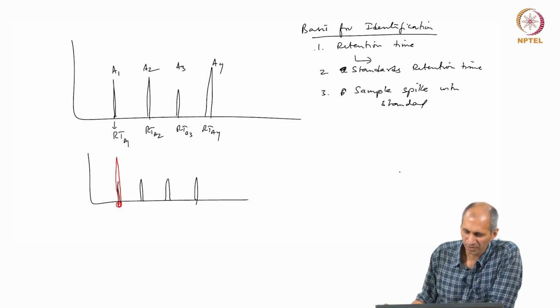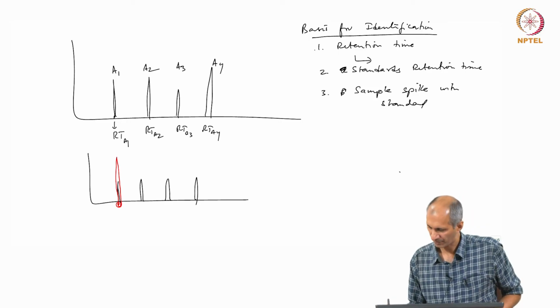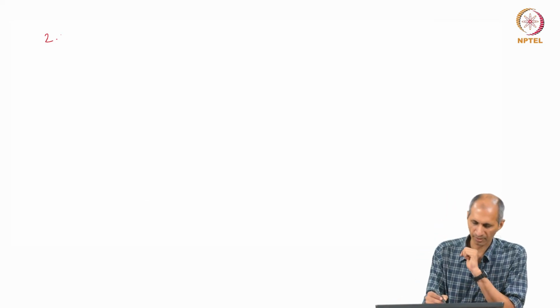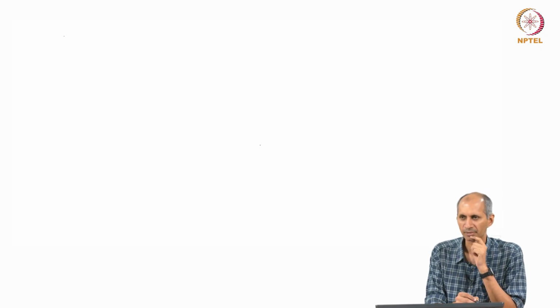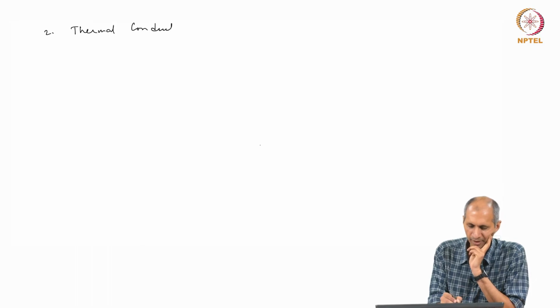So, gas chromatography with an FID is a reasonably inexpensive detector, but it has the limitation that it can only analyze hydrocarbons, that is one. The second type of detector that you would have seen is what is called the thermal conductivity detector.